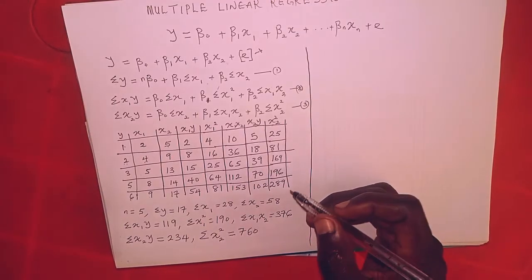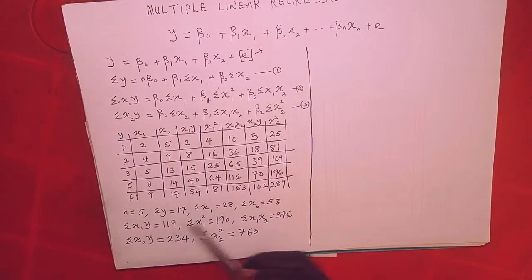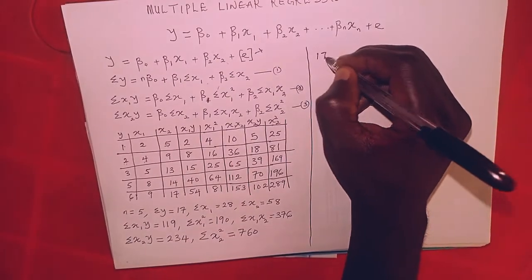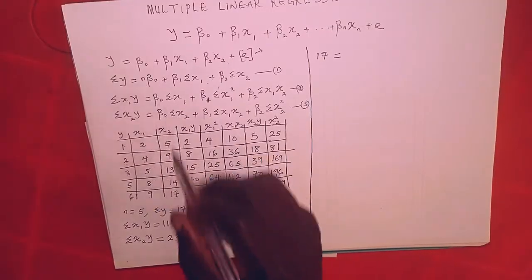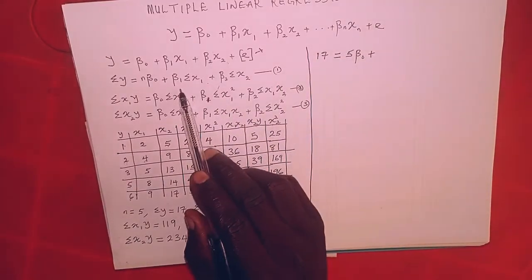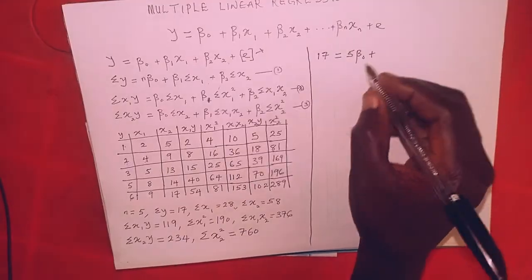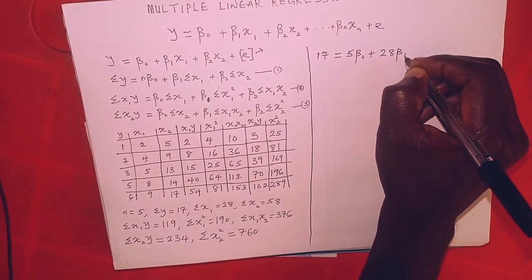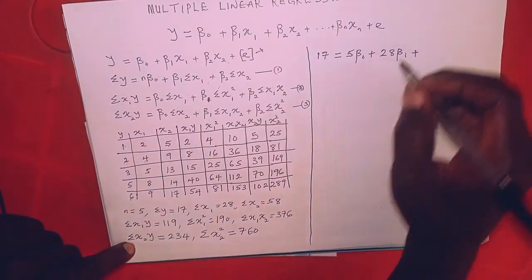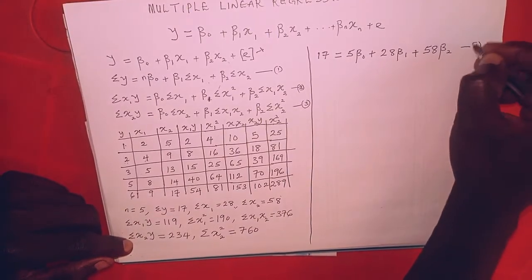All right, now. So we'll come back to the 3 equations that we formed earlier, and substitute each summation into the equation. So instead of summation y, our summation y from here is 17. So we have 17 equals n, which is 5. So we have 5 beta naught plus summation x1. Summation x1 is 28. So we have 28 beta 1 plus, then the next one we have summation x2. Summation x2 from here, we have 58. Then we have 58 beta 2, equation 1.